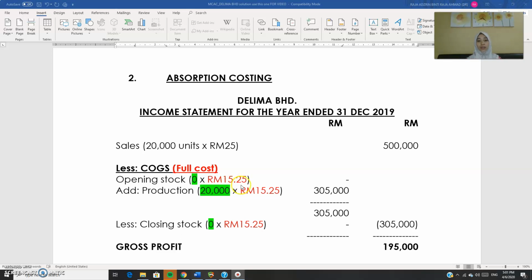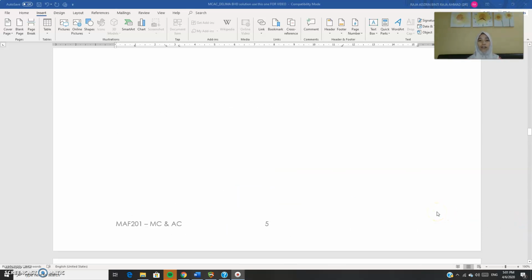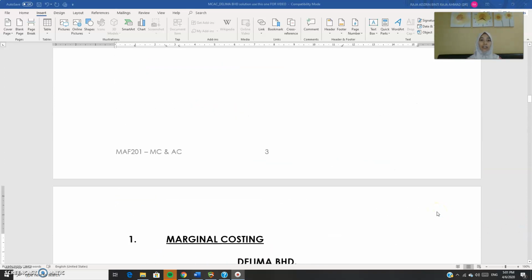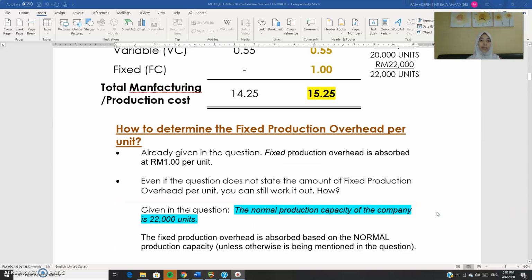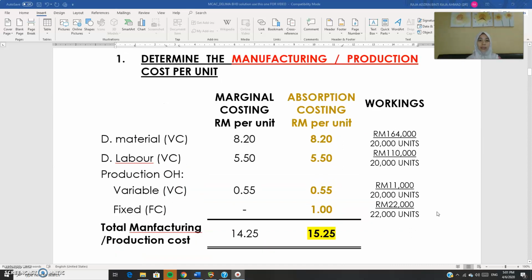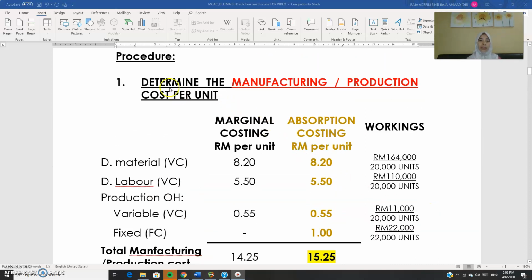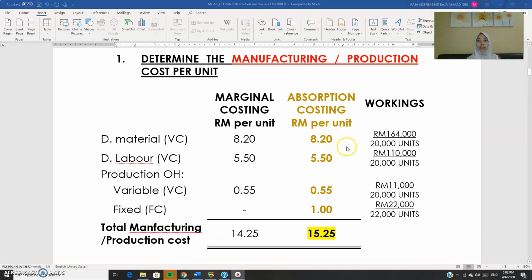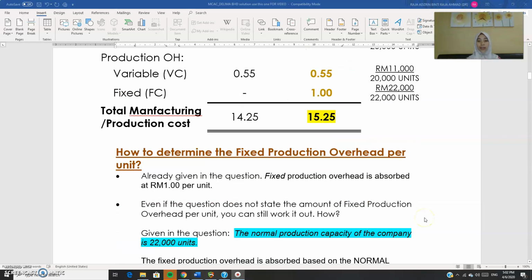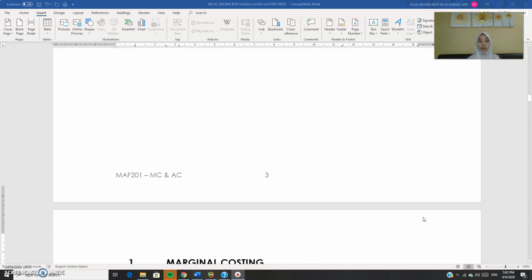So here you take 15.25. Where do you get 15.25? You already work out the cost per unit earlier. If you can see here, the step 1 that you have worked out just now, determine the manufacturing or production cost per unit, and the absorption costing approach, the manufacturing cost per unit is 15.25 ringgit. So you take this figure to calculate your cost of goods sold.